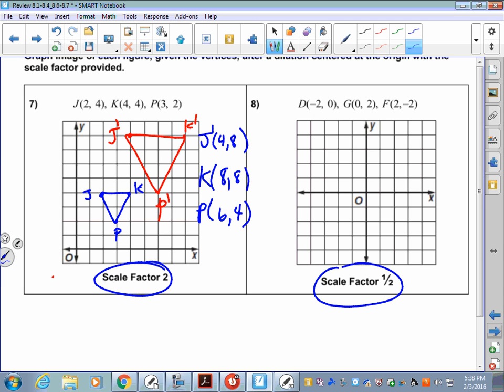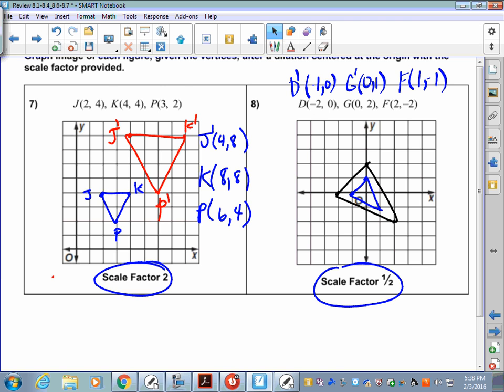Sorry about that. Alright, so our points here were E prime was -1, 0, G prime 0, 1, and F prime 1, -1. And we should see basically a reduction. We start off with our original points, -2, 0, 0, 2, 2, -2. So here is our original triangle, and then our reduction as such. And we can see that the triangle physically got smaller.